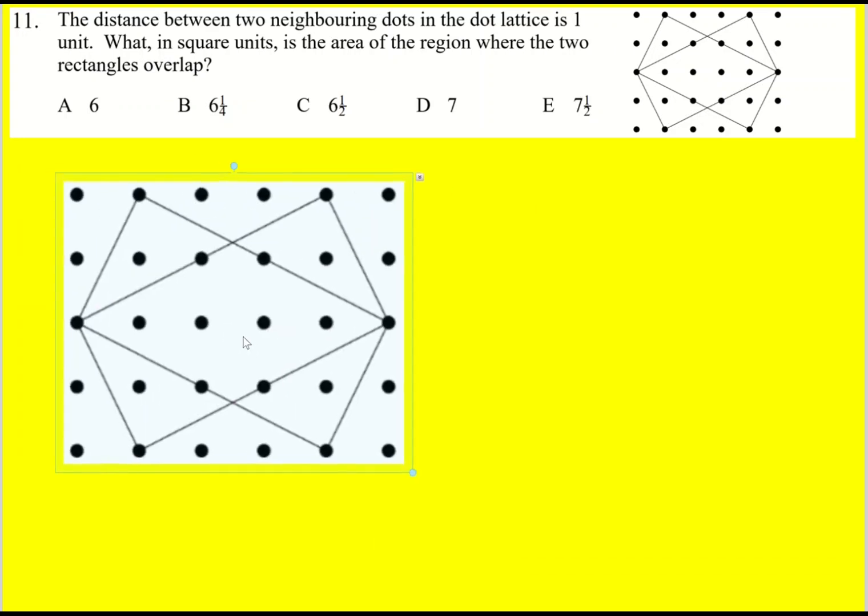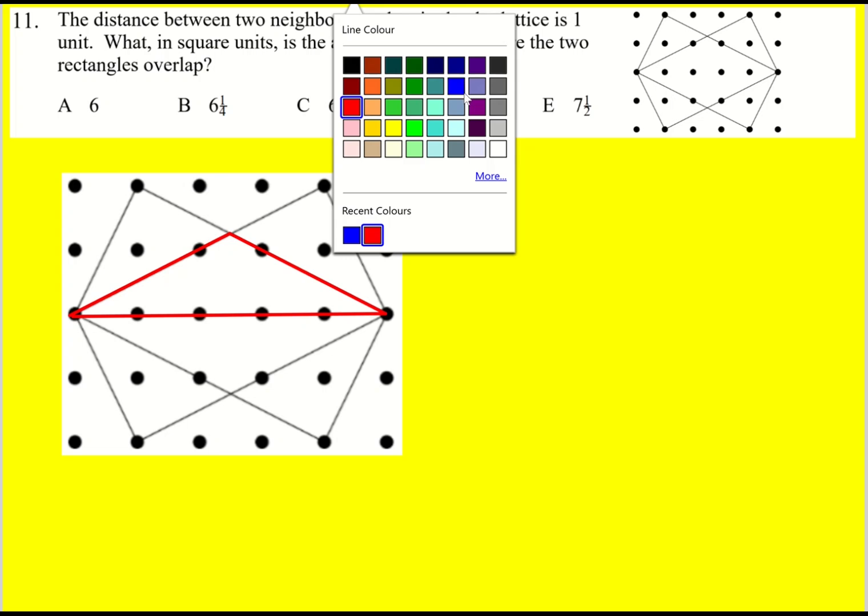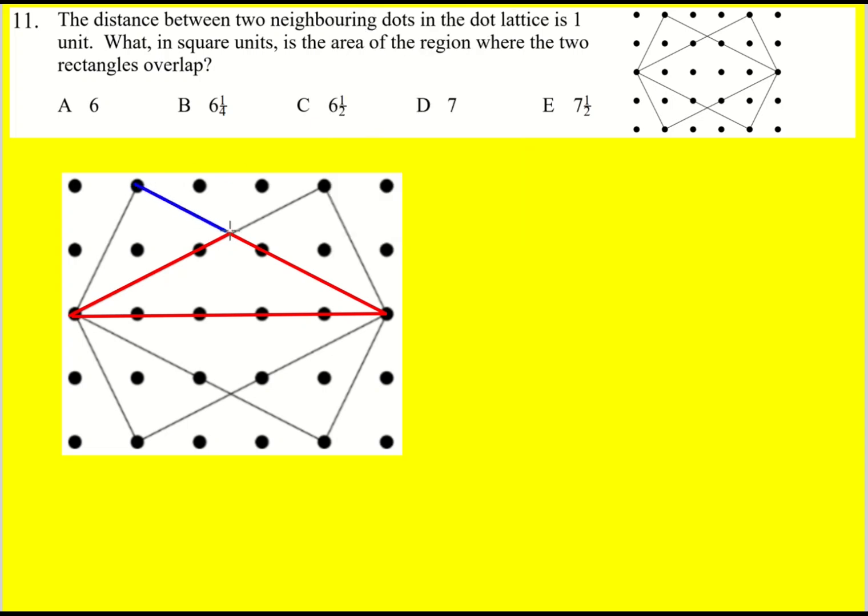Let me give you a couple of ways to do this question. A really nice approach, if you spot it, is similar triangles. But it's not the most obvious similar triangle situation you'll see. But this red one here is going to be similar to this blue one.